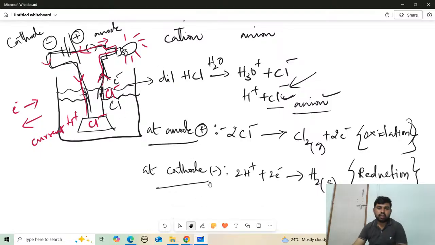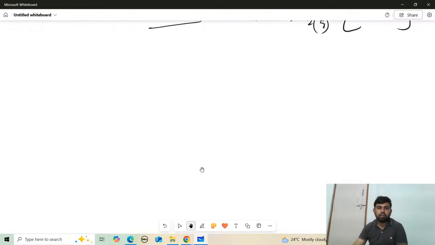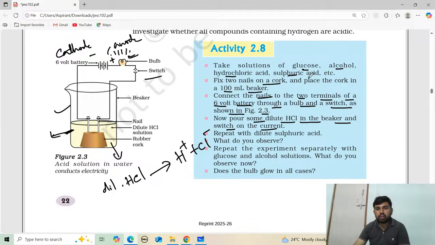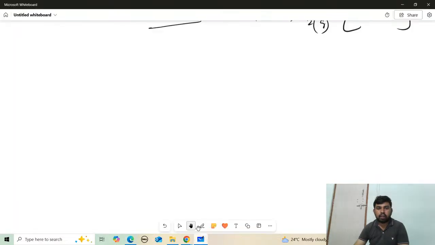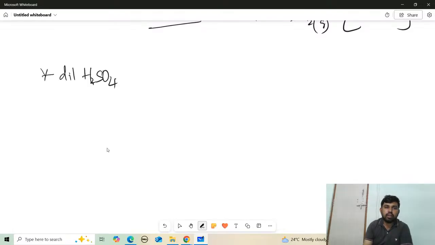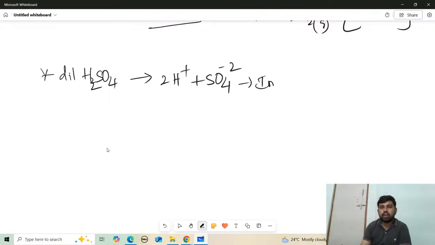Now let me discuss two more examples. What examples should we take? Glucose, alcohol, hydrochloric acid, sulfuric acid. Now see, in the case of dilute sulfuric acid, we can write H2SO4. It produces 2 H plus ions and SO4 2 minus ions. Are ions produced here, sir? Definitely. Again, ions are produced.